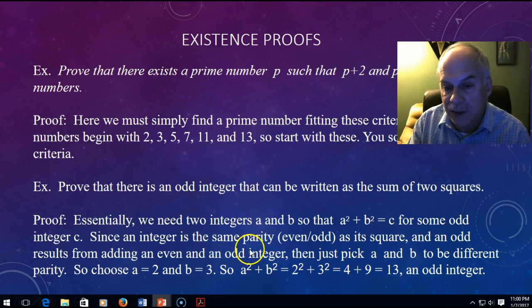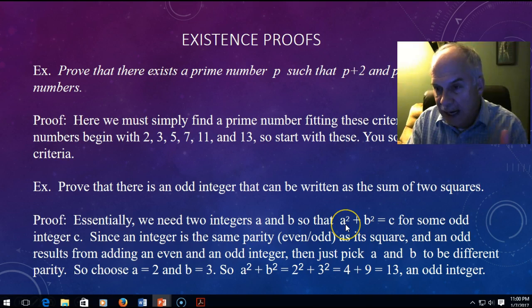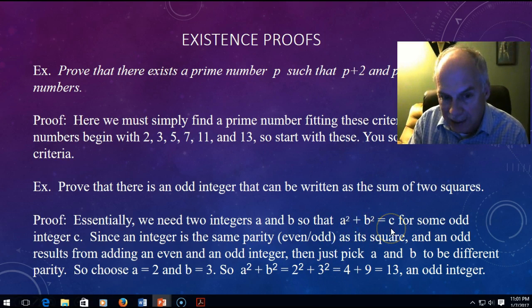Now, since an integer has the same parity, even or odd, as its square, and an odd results from adding an even and an odd, then you need to pick a and b to be different parities. See, if I picked a to be an even number and I square it, that's going to be even. And if I pick b to be an odd number and I square it, that's going to be odd. And then when you add an even and an odd, you get an odd. And that's what we need to do.